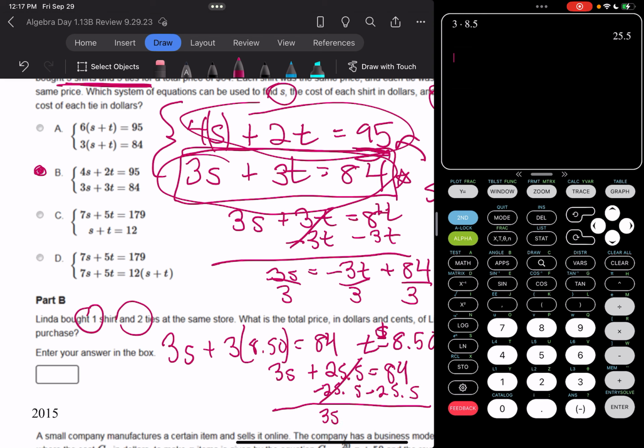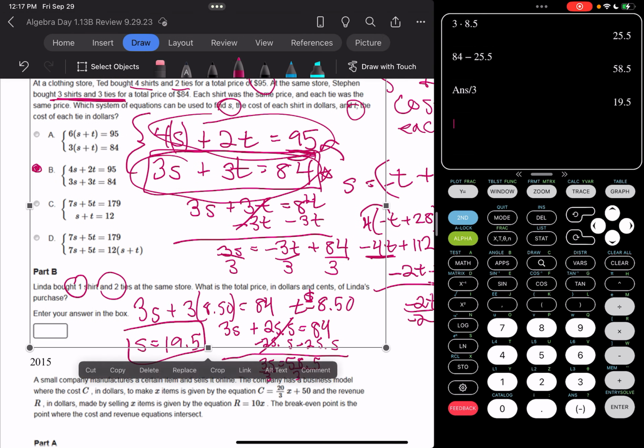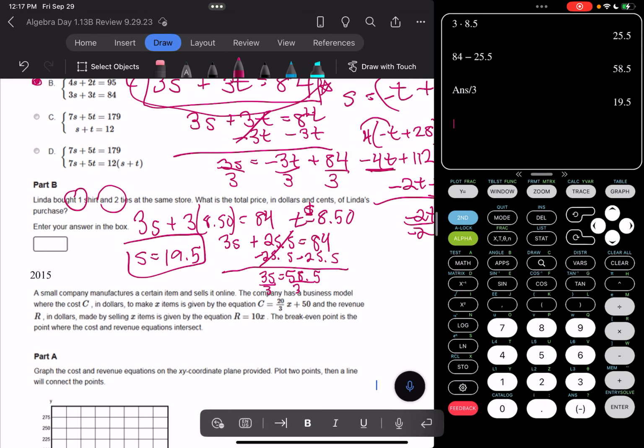We'll get 3S equals 84 minus 25.5, which equals 58.5. Divide that by 3, and we get 19.5. So if I divide both sides by 3, I get S equals 19.5. That's how much a shirt costs, and a tie costs $8.50.